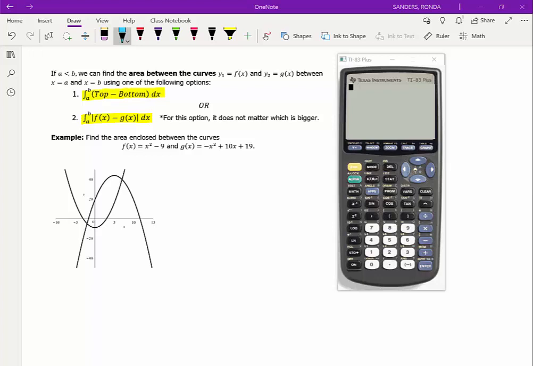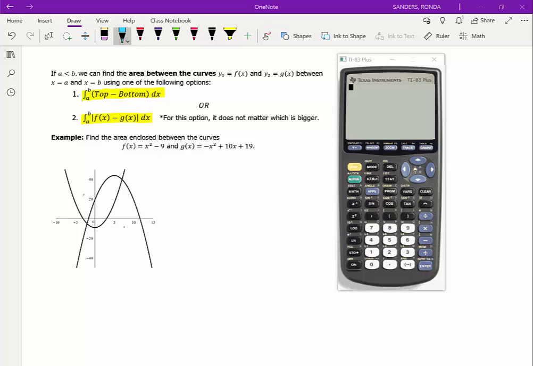If a is less than b, we can find the area between two curves by evaluating the integral from a to b of the top curve minus the bottom curve, or by evaluating the integral from a to b of the absolute value of the first curve minus the second curve.